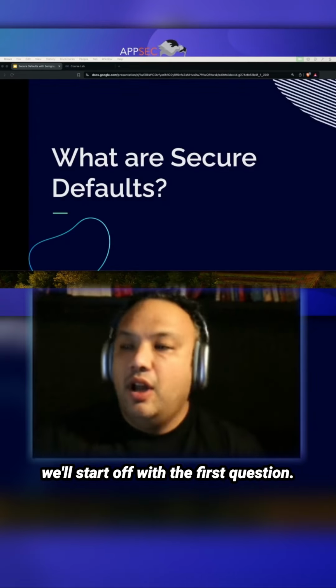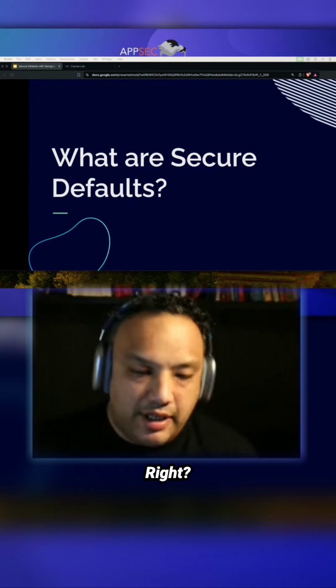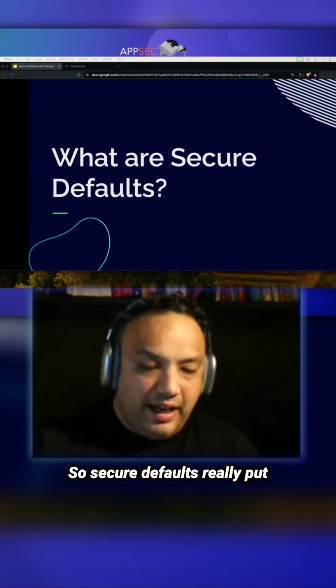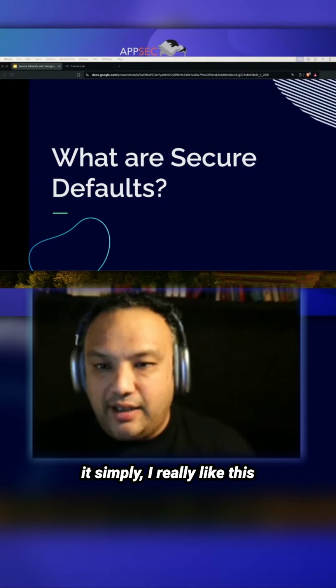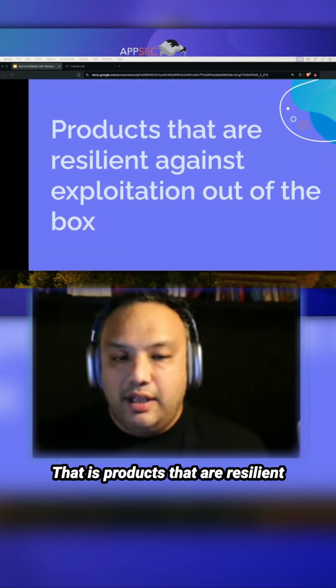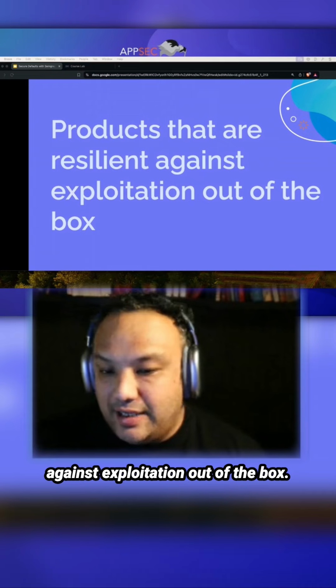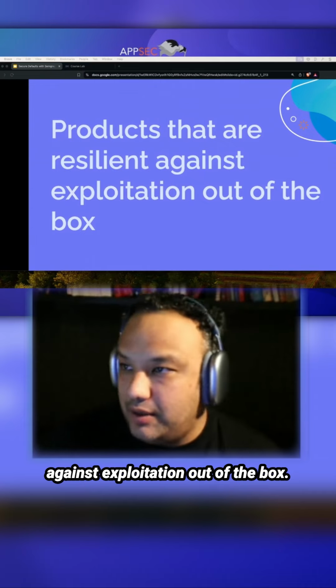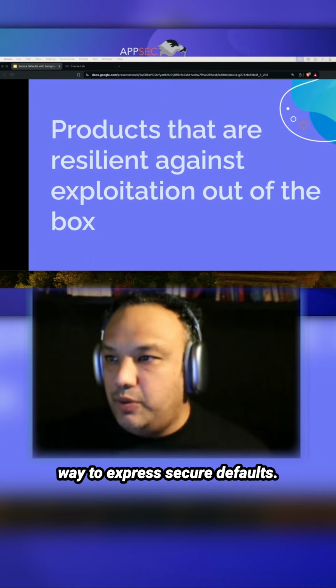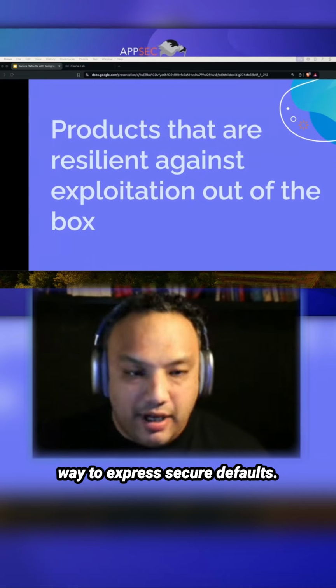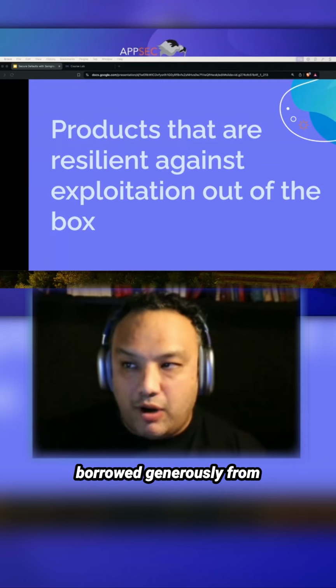But we'll start off with the first question. What are secure defaults, right? So secure defaults, to put it simply, I really like this definition of secure defaults: products that are resilient against exploitation out of the box. This, I think, would be the simplest way to express secure defaults. This definition I have borrowed generously from CISA Secure by Design.